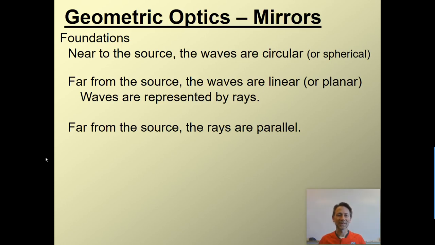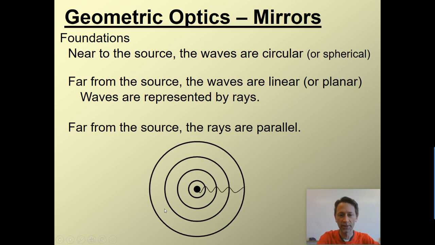Good morning, scientists. Today we're going to look at geometric optics, specifically at mirrors. Some foundational information you need to know is that near the source, the waves are mostly circular. We would see something like this, where the wave is coming out in a wavy line, with crests and troughs. If we picture them as ripples in a pond, they are all coming outward in different directions, in every direction like this.